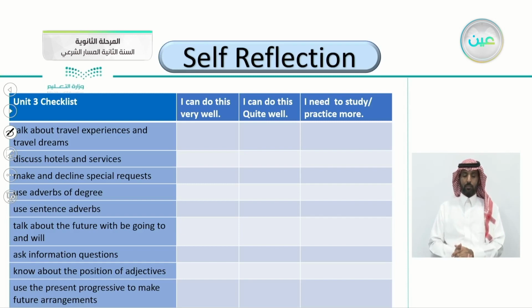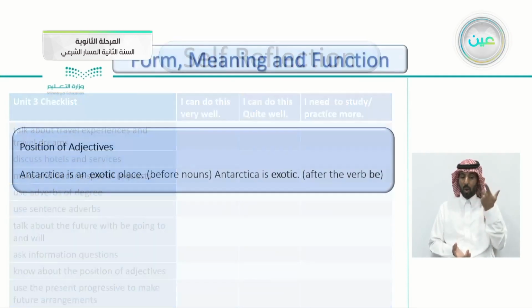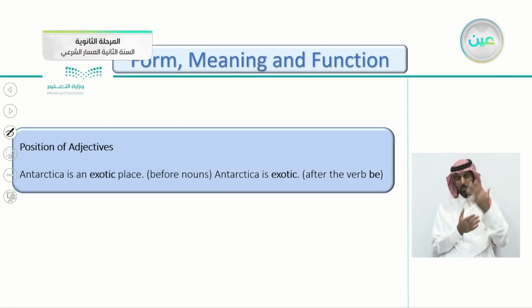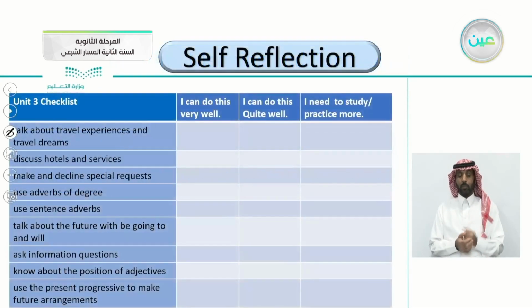Know about the position of the adjectives. I think this is an easy one. Position of adjectives. Antarctica is an exotic place. Exotic place. So here it's before nouns. Antarctica is exotic. It came after the verb be. So here the first one, it came before the noun place. The second one, it came after the verb be. If you find this confusing, you can check the last column. Know about the position of adjectives.